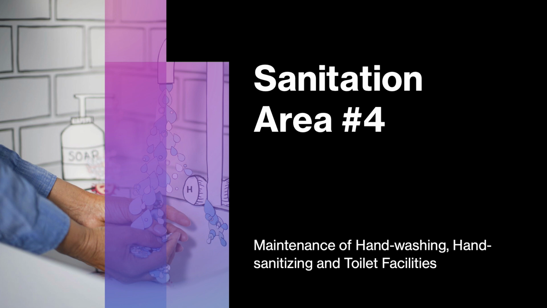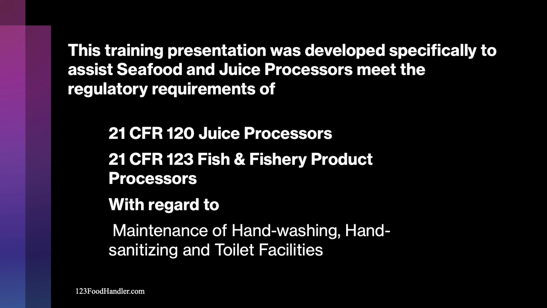Sanitation area number 4, maintenance of hand washing, hand sanitizing, and toilet facilities. The training in this presentation was developed specifically to assist seafood and juice processors meet the regulatory requirements of, in the case of juice processors, 21 CFR 120, in the case of those processing fish or fishery products, 21 CFR 123, with regard to maintenance of hand washing, hand sanitizing, and toilet facilities.